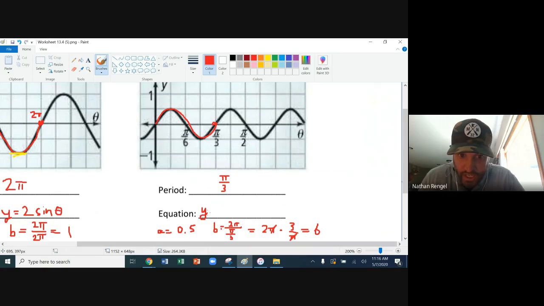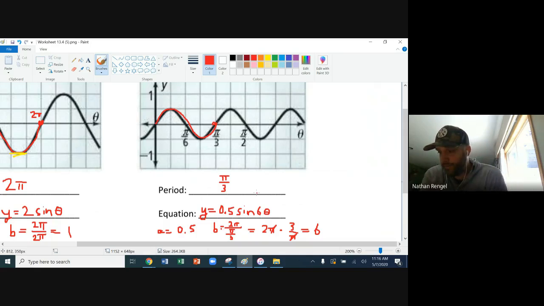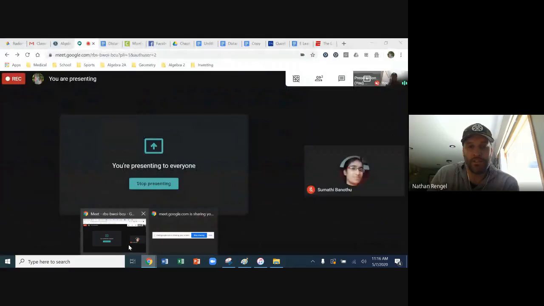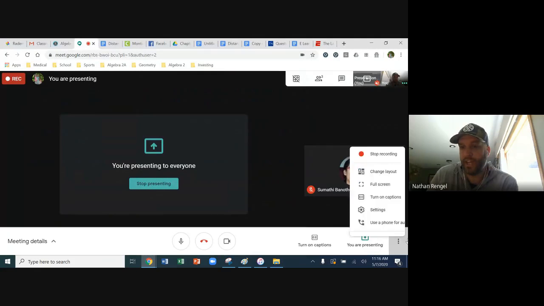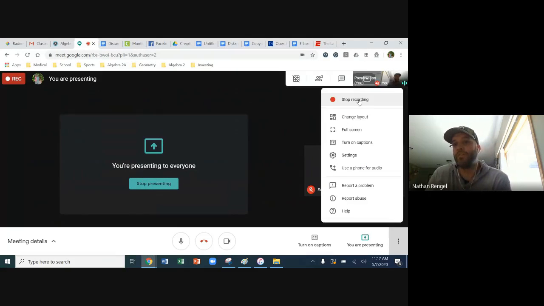So this one is going to be y equals 0.5 sine 6 theta. And there's going to be our equation. So the two big formulas that you can use: period equals 2 pi over b, and b equals 2 pi over your period. And that's going to help us start to find those b values depending on if we have our period or b. We can find either one.